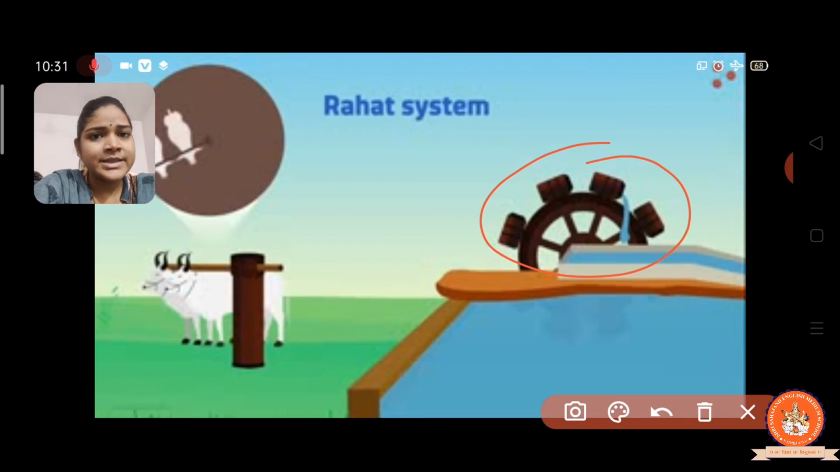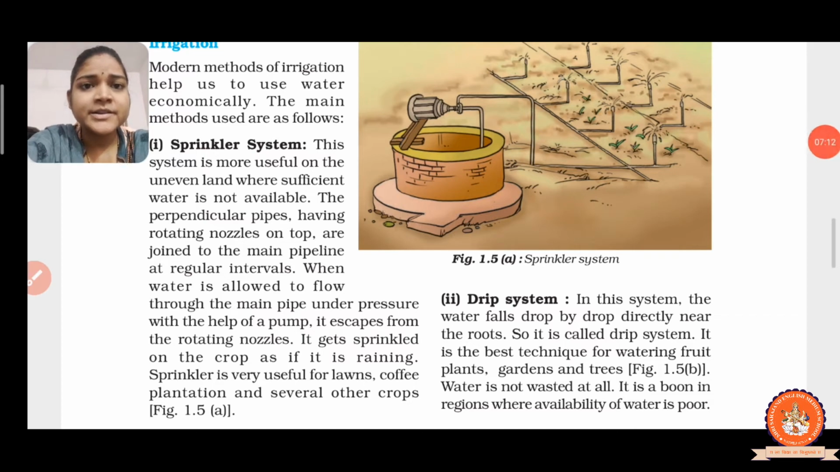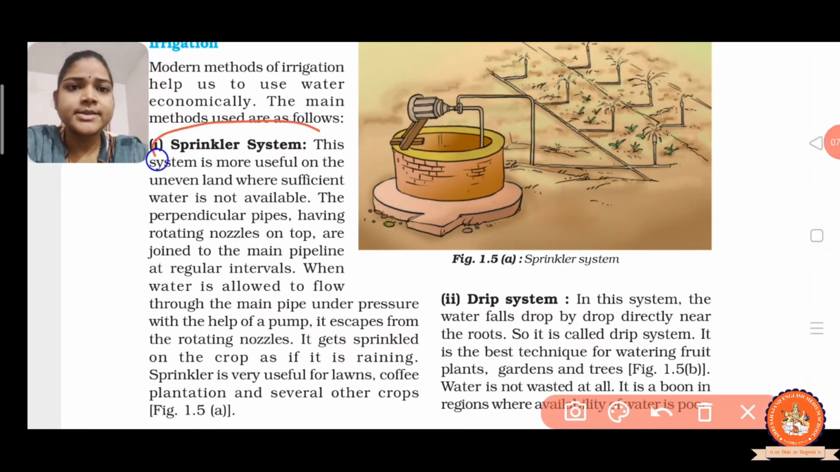So now we have learned about the old traditional method, right? And we know that this method is not cost effective and is time consuming. So that's why it was replaced with modern methods such as the sprinkler system and drip irrigation system. Now let us learn about those. So in the modern methods, first we discuss the sprinkler system, right?